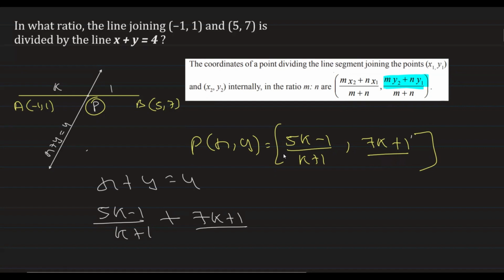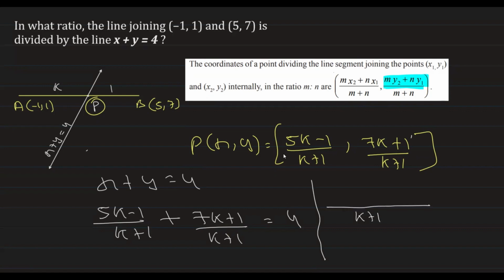I made a mistake here. M and n I have taken, so this is k plus 1 here. So it's going to be k plus 1 is equal to 4. Now, next I'm going to take the LCM, and the LCM is going to be k plus 1. On adding this, 5 plus 7 is what? 12k. And this minus 1 plus 1 get cancelled.